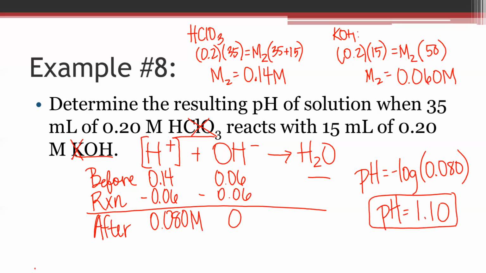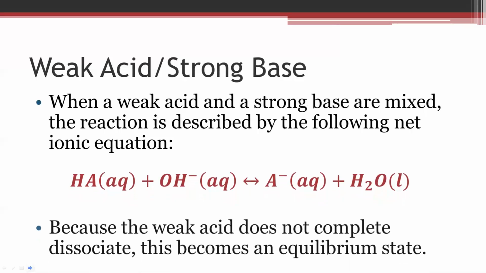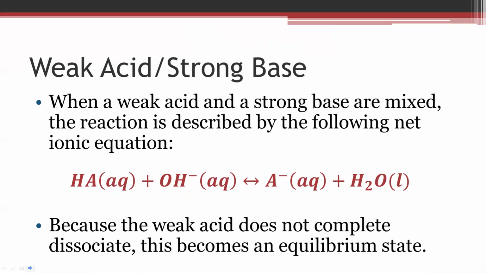Next situation, when we have a weak acid with a strong base. At this point, the weak acid doesn't completely dissociate. So we cannot just put the H+ into the equation. We have to keep it as the acid, HA. Okay, but since the base is strong, that does completely dissociate. So we only need to include the hydroxide from that. So the resulting reaction, when you have those two react, will make the conjugate base and water. And because the weak acid does not completely dissociate, this is going to be an equilibrium state. So we have to have our equilibrium arrow in there instead of just a forward facing arrow.